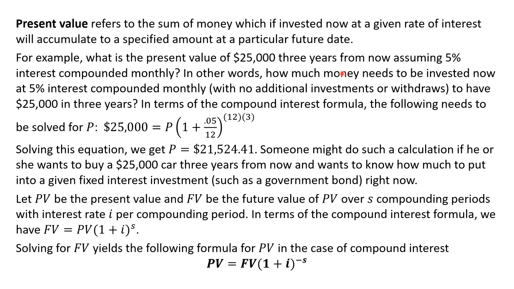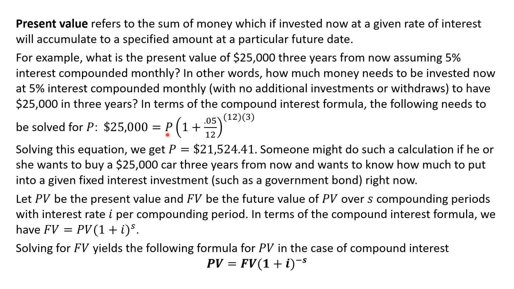So we can write this out here in terms of the compound interest formula. We want to solve for P. In other words, we want to have $25,000 in 3 years. So that's the 3 here using the compound interest formula. It's compounded monthly, so that's the 12. And then this is the interest rate per month, right? It's the 5% divided by 12.